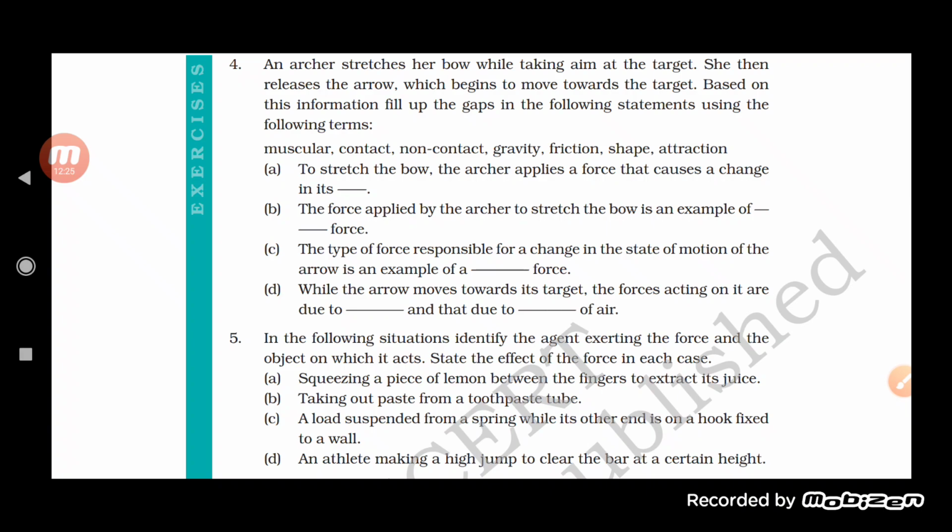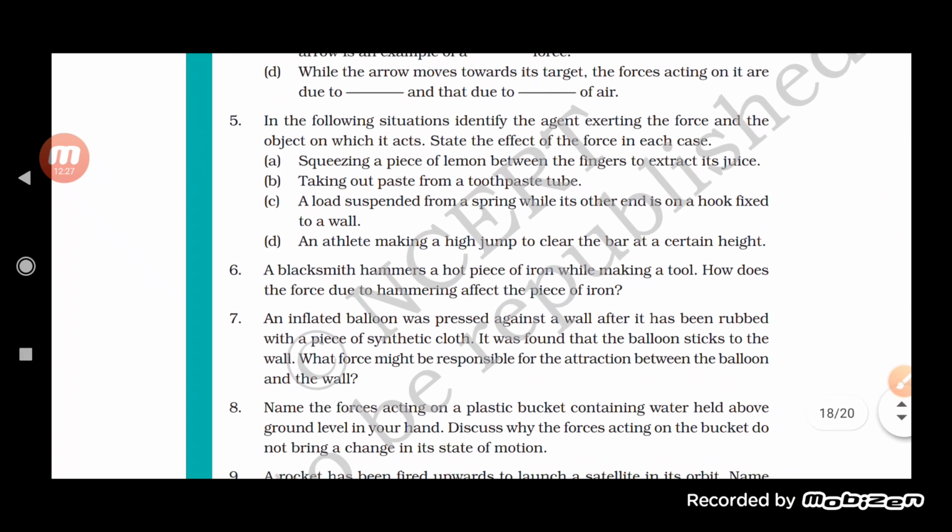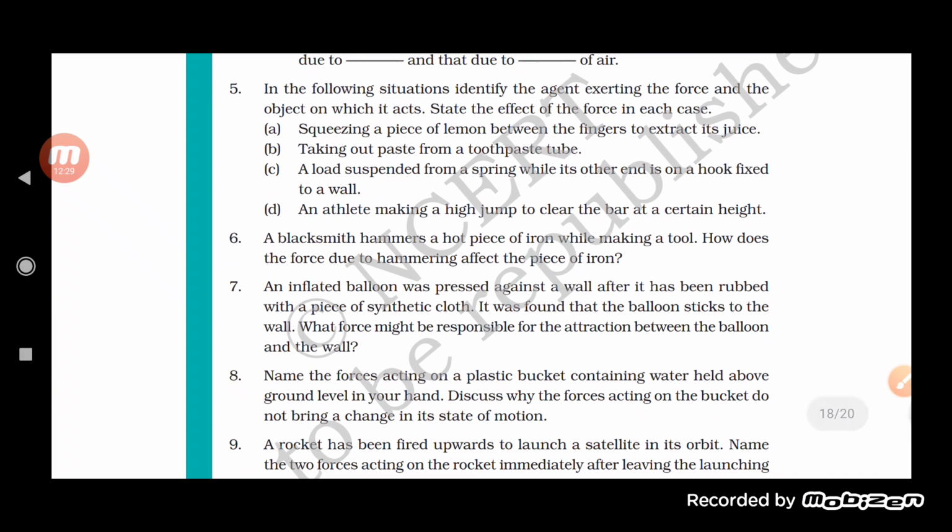Now in the following situations, identify the agent exerting the force and the object on which it acts. State the effect of force in each of the cases. In each situation, we have to identify the agent exerting the force and the object on which the force is acting. Also we have to write down the effect of the force.